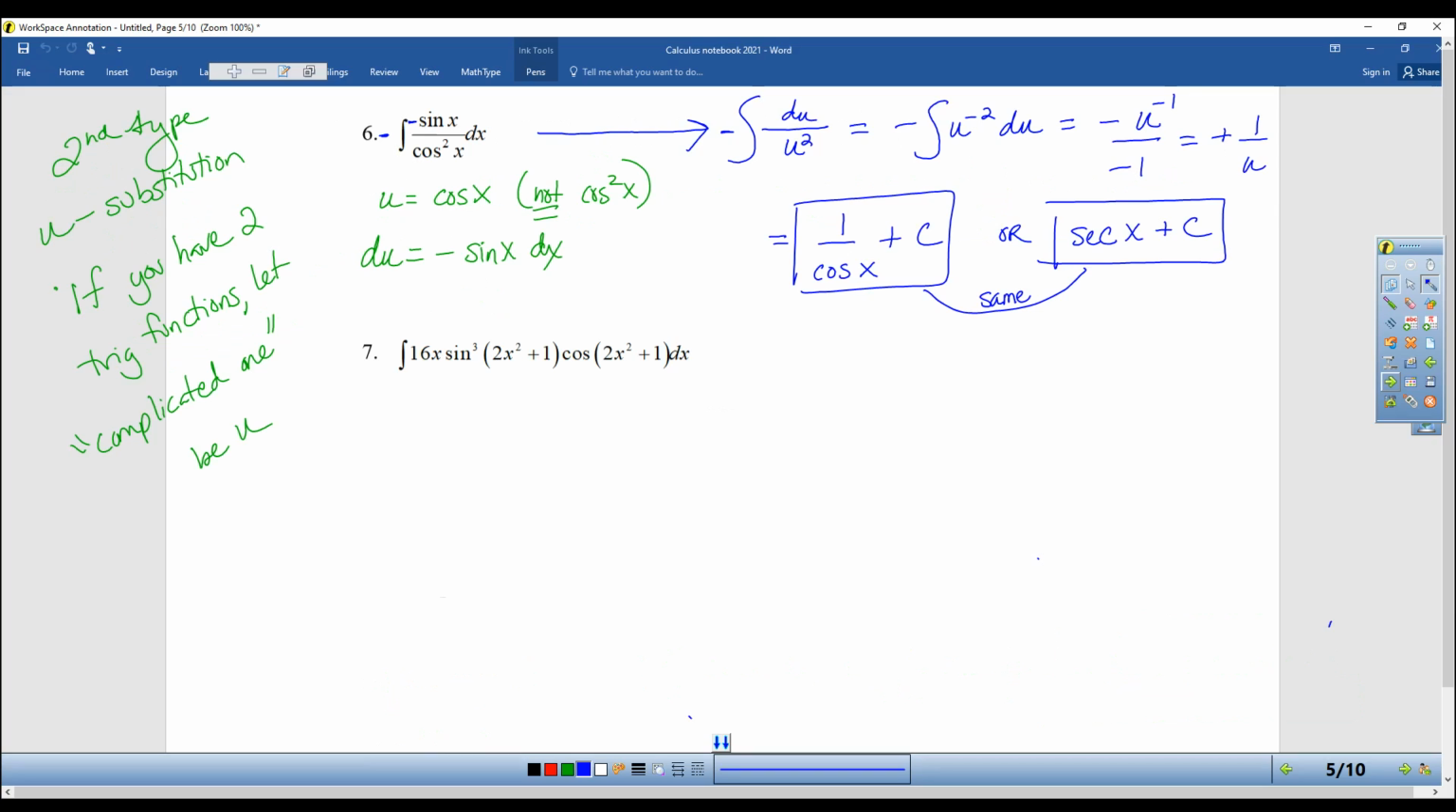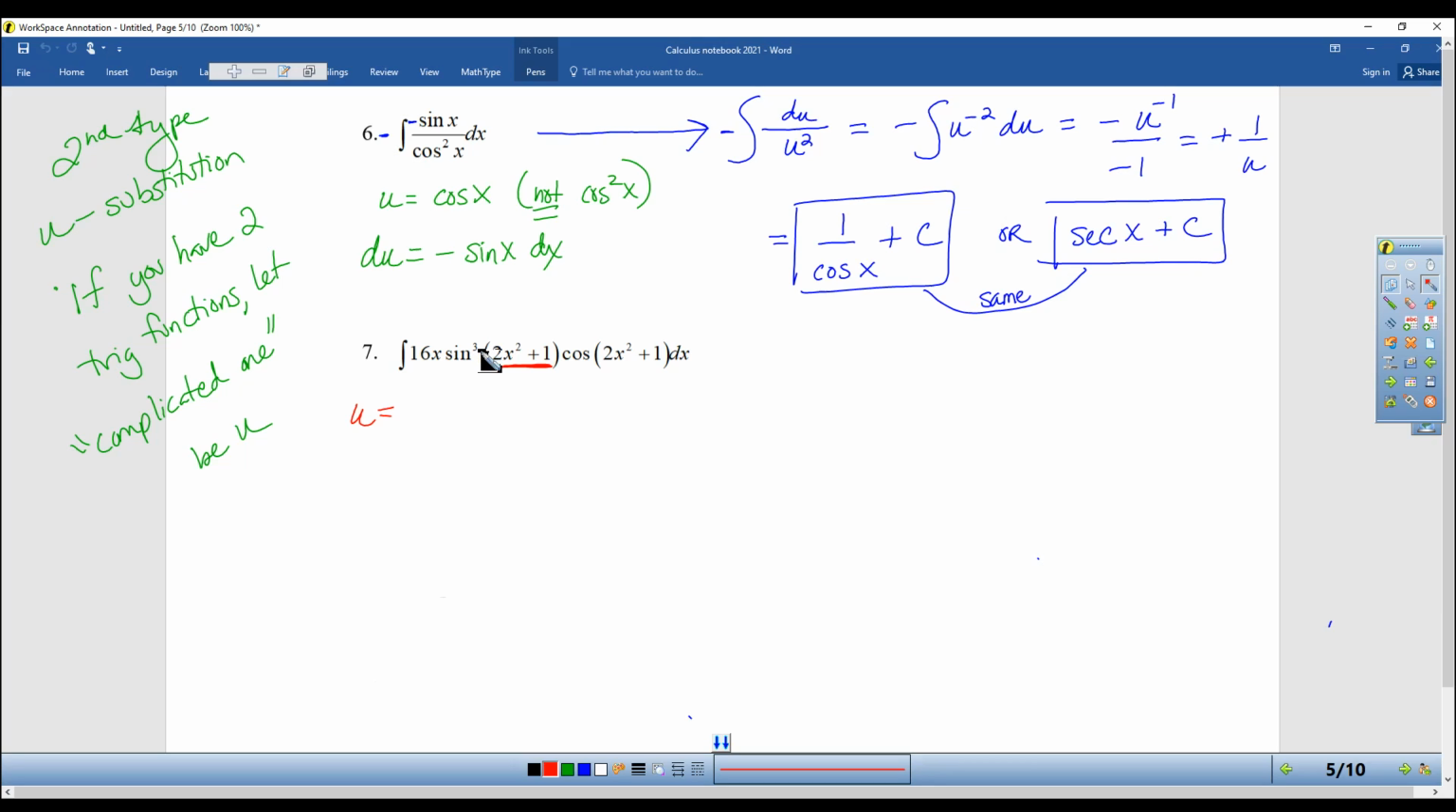Now, number 7 is supposed to show you that there are two trig functions, and that ranks over the fact that this is not just x. You still don't want that to be u. Two trig functions ranks over making u equal to the angle. So u is going to be the more complicated trig function.